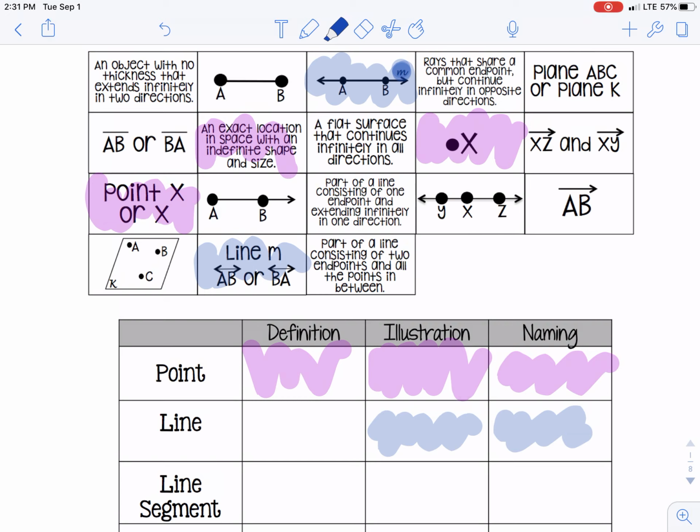Wait, hold on. I almost did the wrong one. It's an object, not a flat surface. Flat surface is a plane.